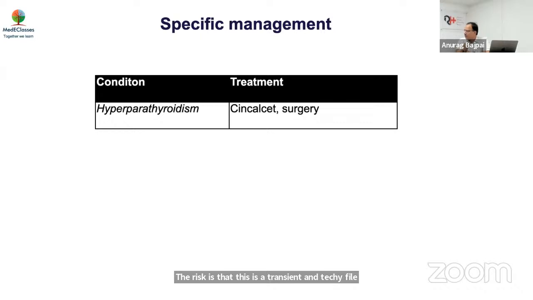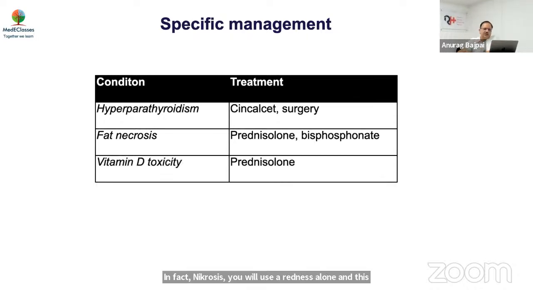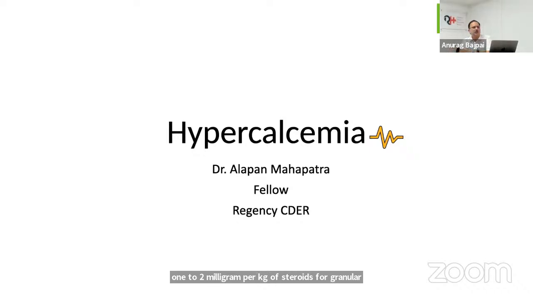The specific management includes cinacalcet and surgery for hyperparathyroidism. In fat necrosis, you will use prednisolone and bisphosphonate. Prednisolone will decrease the 1-alpha hydroxylase action. Vitamin D toxicity typically will need a course of 4 to 6 weeks of 1 to 2 milligram per kg of steroids. For granulomatous disease like sarcoidosis, you can again give a course of prednisolone, which is going to be effective.